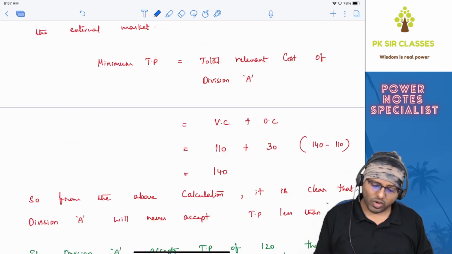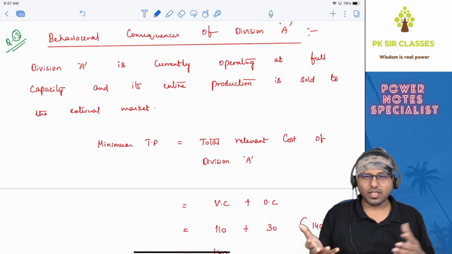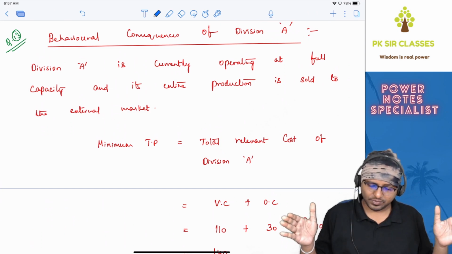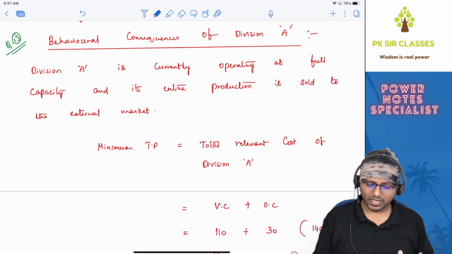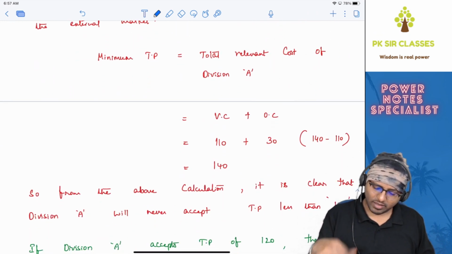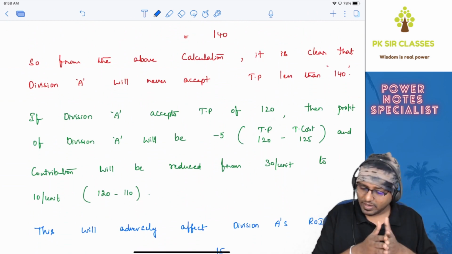If you can observe here, what I've eventually done is that it is pretty similar to the solution that we have done in the last question. It is not different, but I've just expanded it. If you can see the first sentence, division A is currently operating at full capacity and its entire production is sold to external market. I just picked up from the question. So wantedly I've written that sentence, okay, to expand the answer. Then the second part is pretty normal. And after that, as you can see, I've expanded again.